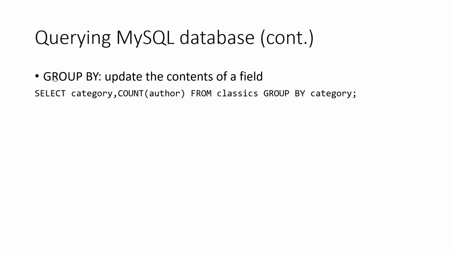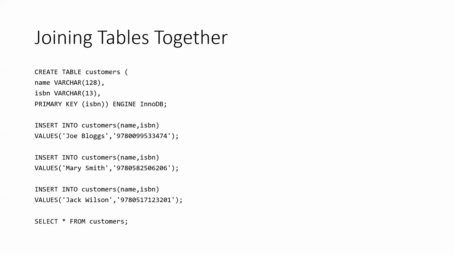Right, then group by: select category, count author from classics group by category. For each category, you are going to count the number of authors in that particular category. So that's why we say count author. Then for each category, you will get a count of the number of authors.